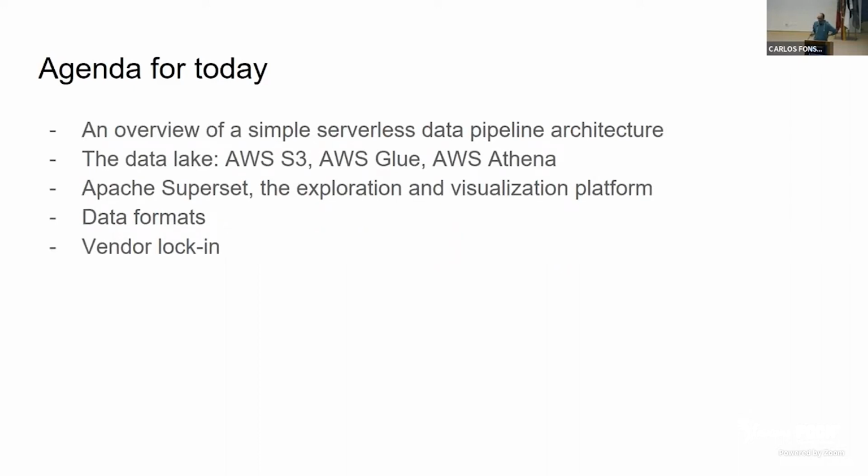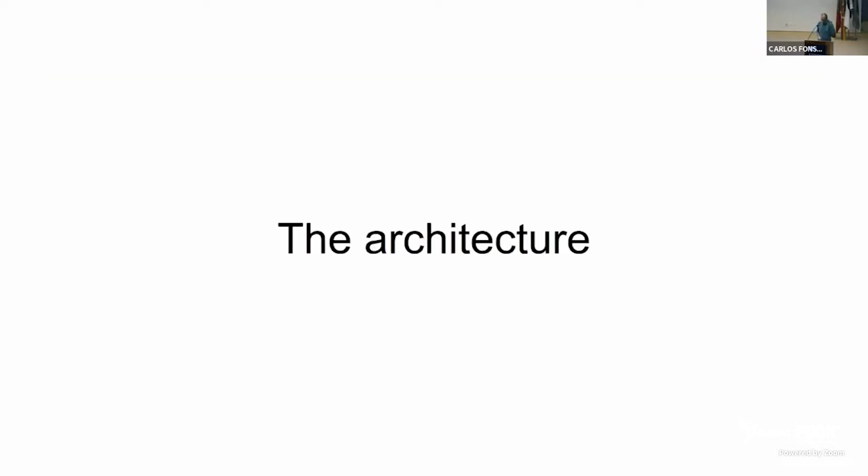So the agenda for today: we'll see an overview of a simple serverless data pipeline architecture. Then we'll see the data lake we used, which is comprised of AWS tools like S3, Glue, and Athena. We'll take a look at Apache Superset, which is an exploration and visualization platform. Then we'll talk a bit about data formats, and at the end we'll discuss a bit about vendor lock-in. So, the architecture.